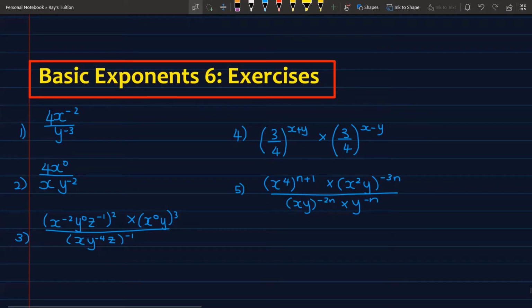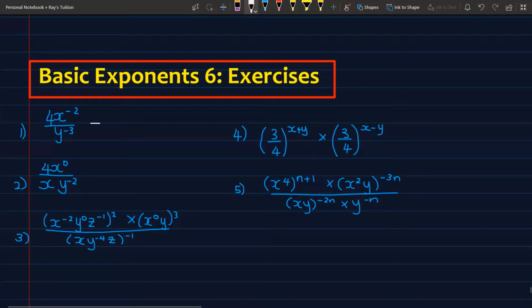So please, before attempting this video and these exercises, watch all of the videos before so that you have your foundation on exponent laws up to the T. So let us start. If you'd like, please pause the video and attempt these questions before, and then we can mark it together. So the first one over here is 4x squared, x to the power of minus 2 over y to the power of minus 3.